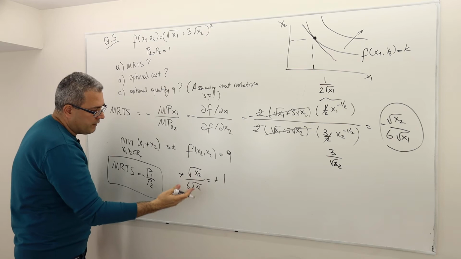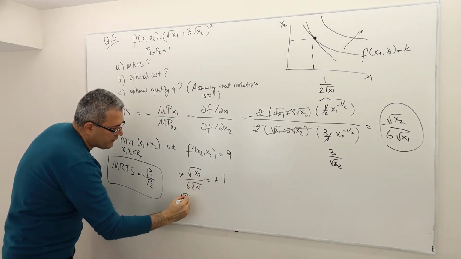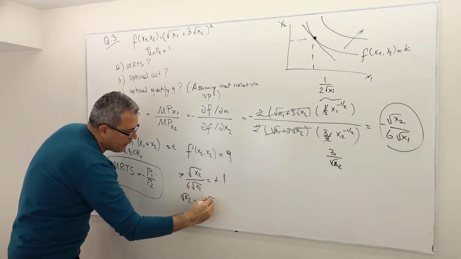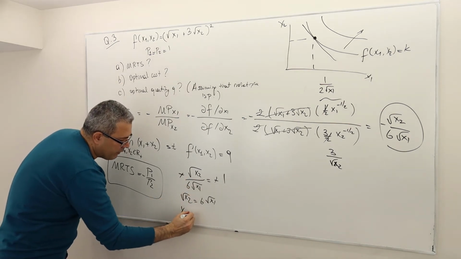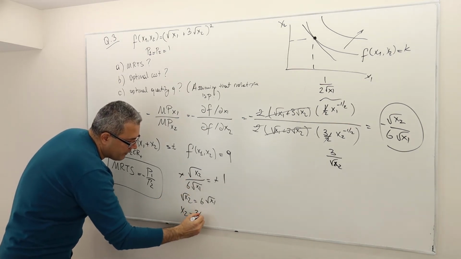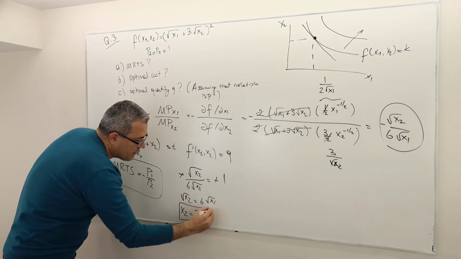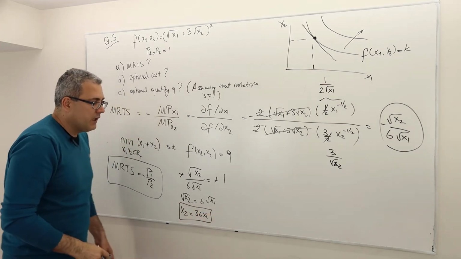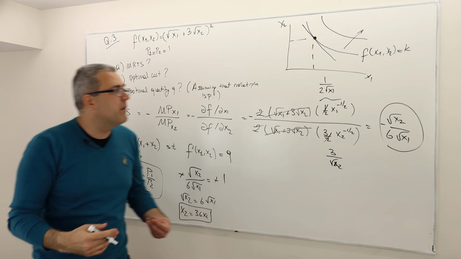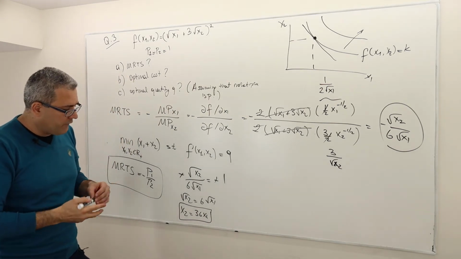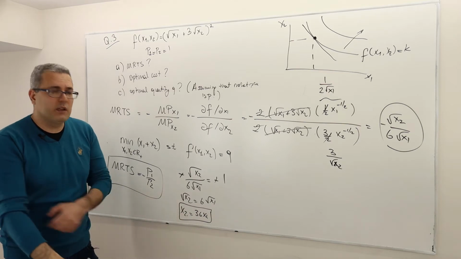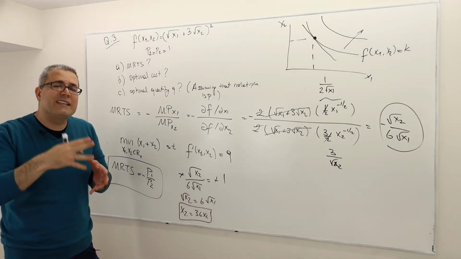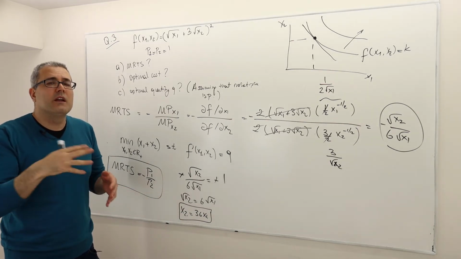So how can I solve this? Well, simple, right? Square root of x2 equals 6 square root of x1. If I take the square of both sides, I'm going to get rid of the square root, so x2 is going to be 36 x1. That means if you would like to minimize your cost, you have to use the input combination that satisfies this equality. You have to use 36 times more good 2 than good 1.